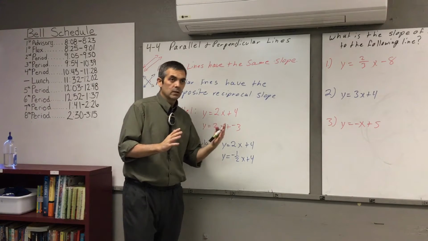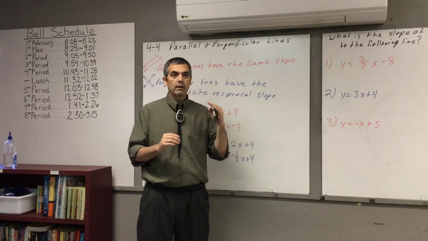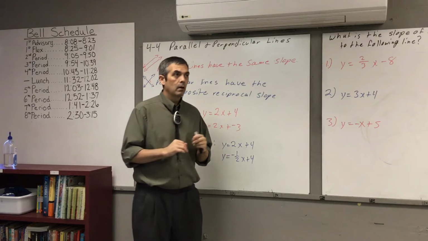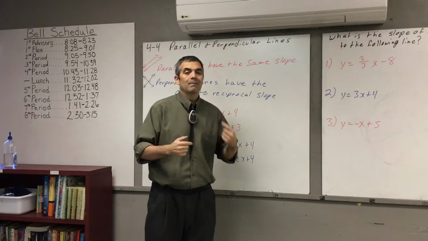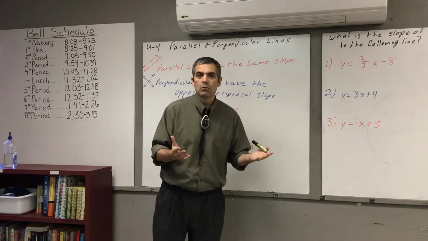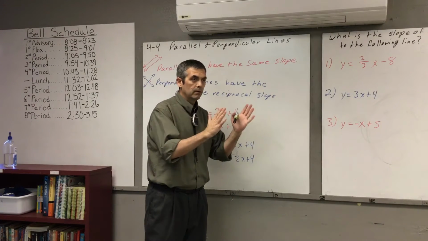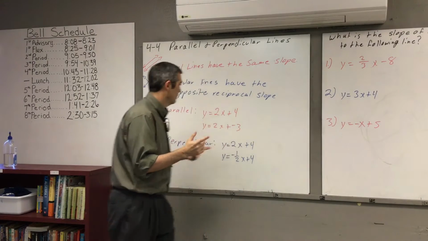The other thing that you can notice is that horizontal lines and vertical lines are perpendicular to each other, and two vertical lines are parallel. They have the same slope, but we don't say that. Their slope is undefined. So be aware of that, understand that, but really know parallel lines have the same slope, it's just undefined. So be aware of that.